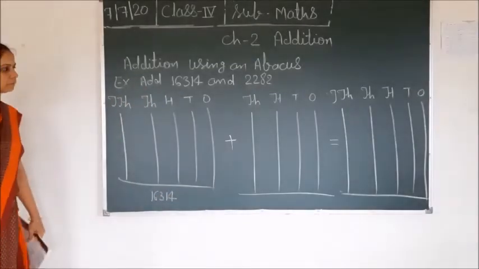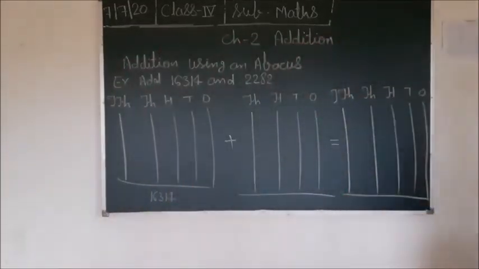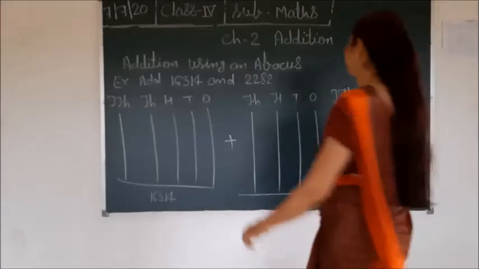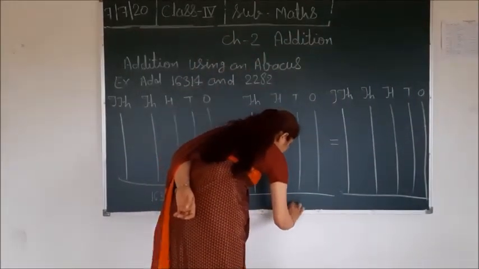Okay. Next number is 2,282. We write here 2,282.